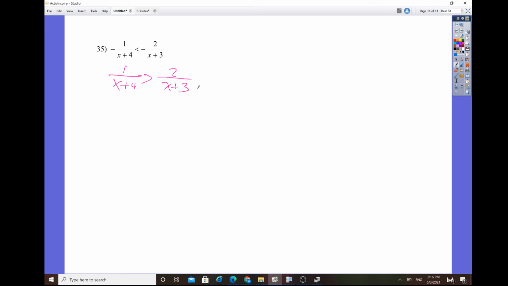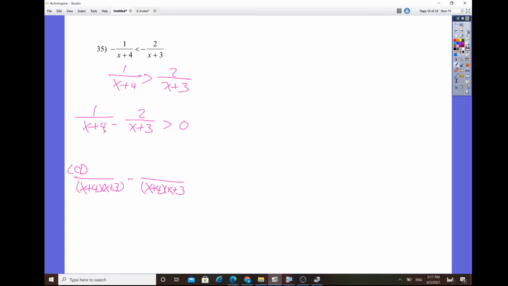And then from here, a lot of students might be thinking, can we cross multiply? If that's an inequality, you don't want to cross multiply. So you want to bring all those rational terms together. So it's 1 over x plus 4 minus 2 over x plus 3, greater than 0. And now from here, convert that to the least common denominator form. x plus 4, x plus 3.